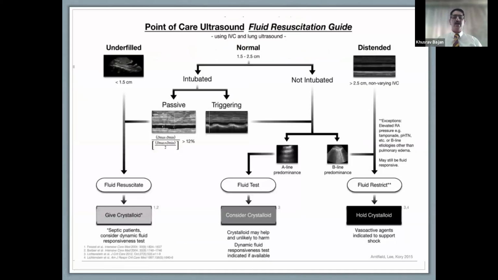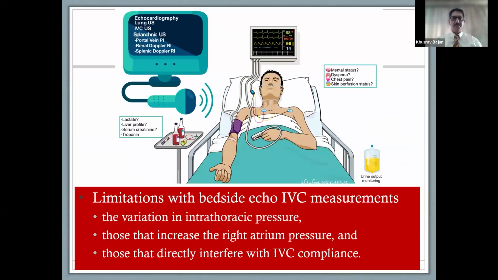There is an algorithm if you are following an ultrasound. Patient is underfilled, less than 1.5 with the IVC, or distended. Is it intubated or non-intubated? You might give fluid resuscitation with crystalloids, or you might do a fluid test if there are A lines. But if there are B lines, you would restrict the fluid, hold the crystalloids, and start your vasoactive agents much earlier for hypotension. So there is a method in which you need to use your tool appropriately.